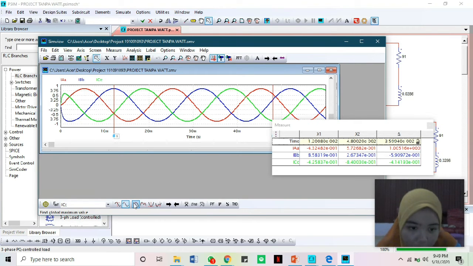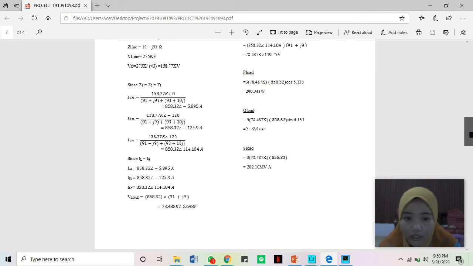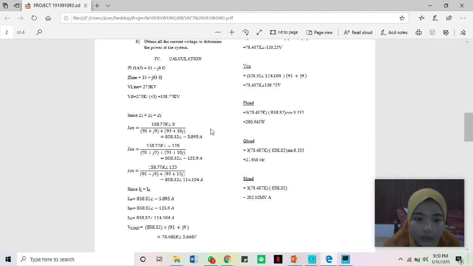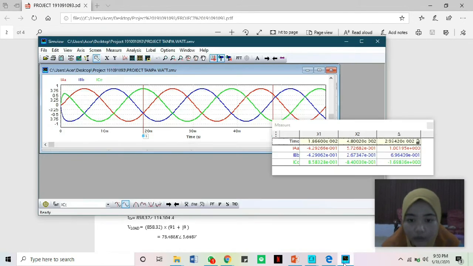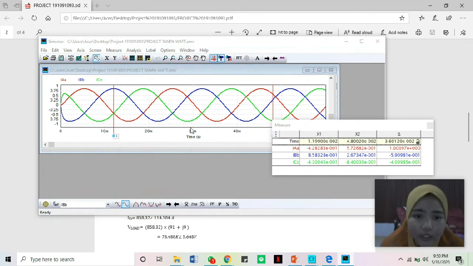Right here, we get ICC. So you will get 8.58328. It's the same as what I calculated, as I showed you in my report, which is this one. 858.32. It's the same. Next one, IAA is also the same. IBB also the same. 8.5832.